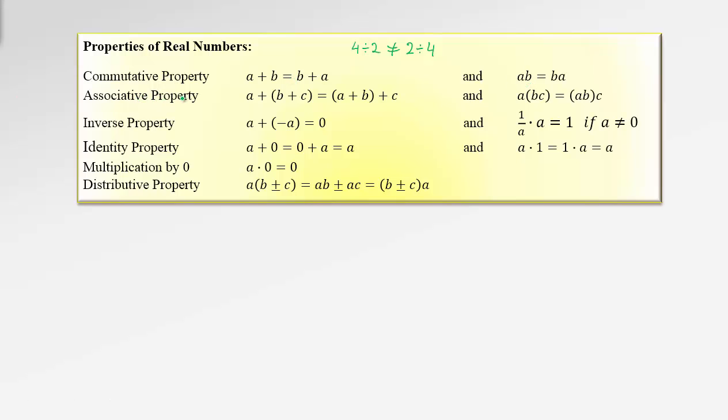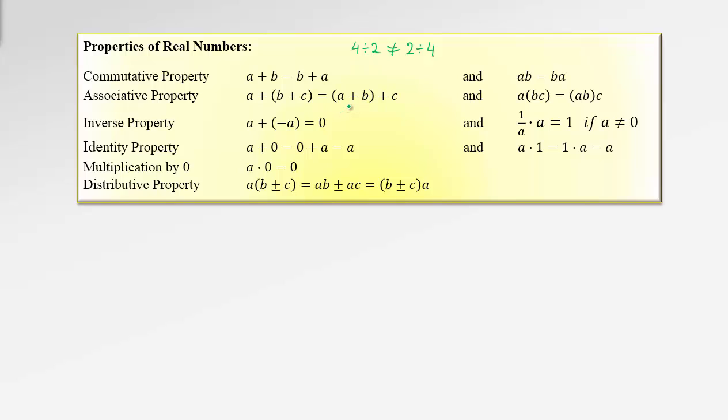The next, associative property. That's a property when you can change the position of a bracket. This bracket tells me that on the left-hand side I add first b plus c and then I add a. However, on the right-hand side I add a and b and then I add c. Again, this property applies to addition and multiplication. It does not apply to subtraction or division.